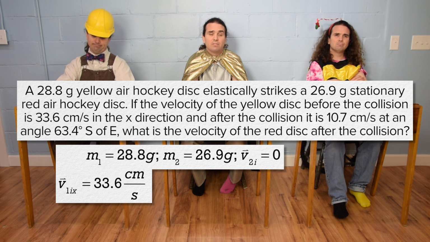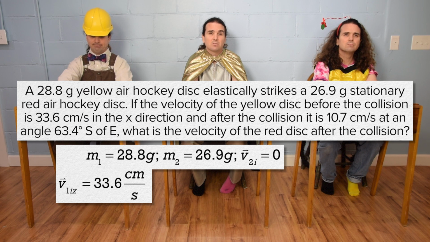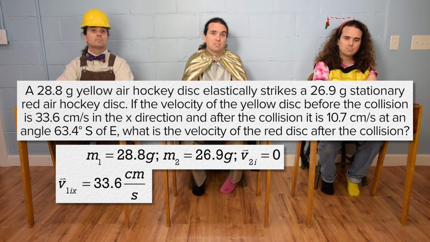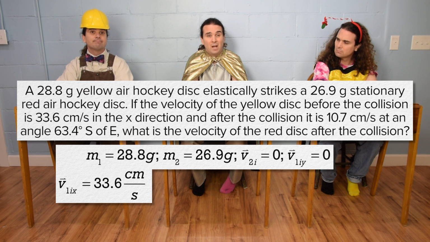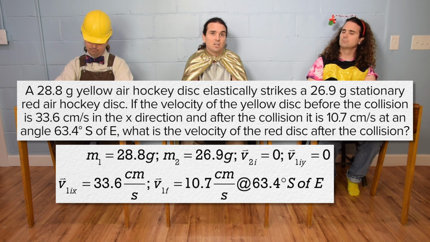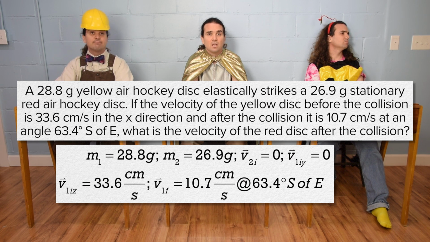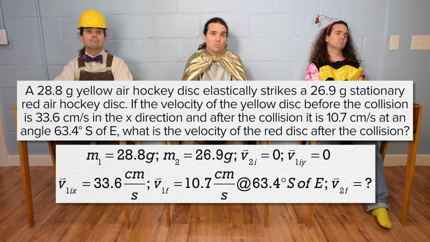Velocity initial of the yellow disc, or disc 1, is 33.6 centimeters per second in the x direction. So the initial velocity of disc 1 is 0 in the y direction. The final velocity of disc 1 after the collision is 10.7 centimeters per second at an angle of 63.4 degrees south of east. And the final velocity of the red disc, or disc 2, equals question mark.